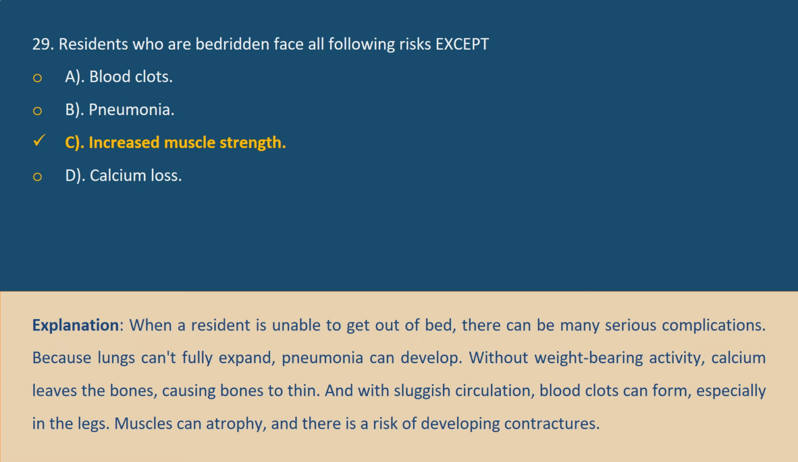Answer C. Explanation. When the resident is unable to get out of bed, there can be many serious complications. Because lungs can't fully expand, pneumonia can develop. Without weight-bearing activity, calcium leaves the bones, causing bones to thin. And with sluggish circulation, blood clots can form, especially in the legs, muscles can atrophy, and there is a risk of developing contractures.